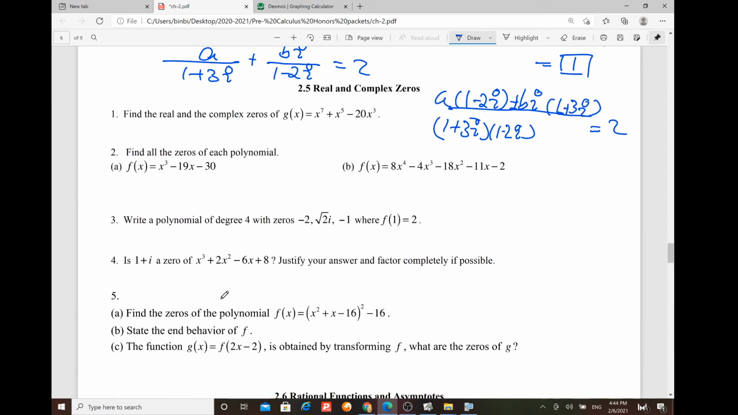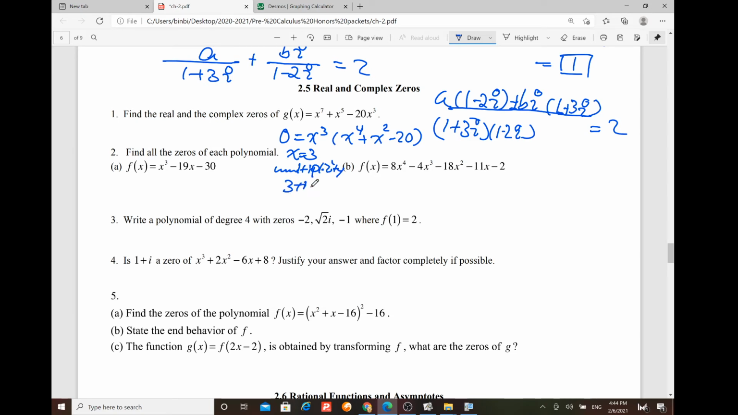Okay. So for 2.5, the real and the complex zeros. Find the real and the complex zeros. So this one basically you simply just factor it. So take out x to the third power. So we got x to the fourth plus x squared minus 20. And then the rest of this, well, we got 0. That appeared 3 consecutive times. Multiplicity.